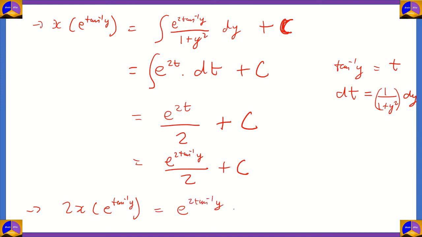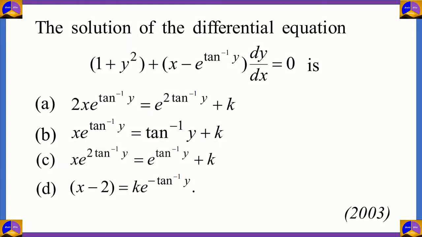Now the reason why this wasn't taken to c is because c is a final constant and the value can change. We're not writing the value of c, we're just representing that there is a constant c. So therefore the final equation here is 2x times e raised to tan inverse y equals e raised to 2 tan inverse y plus c. This is the solution to the given differential equation.